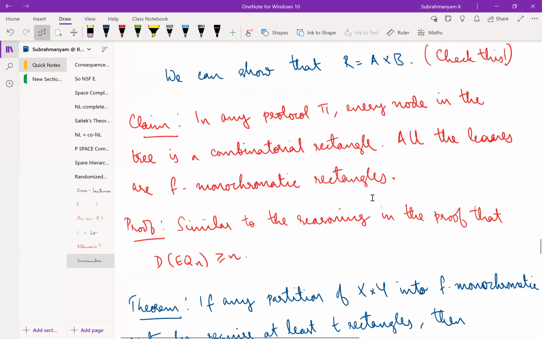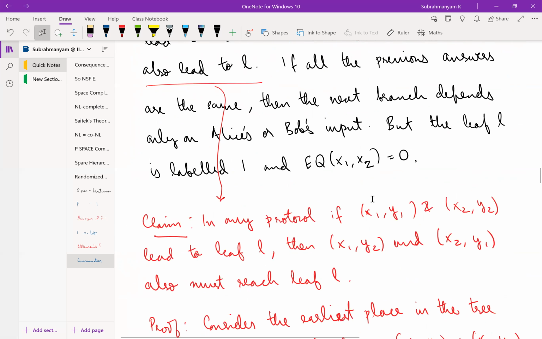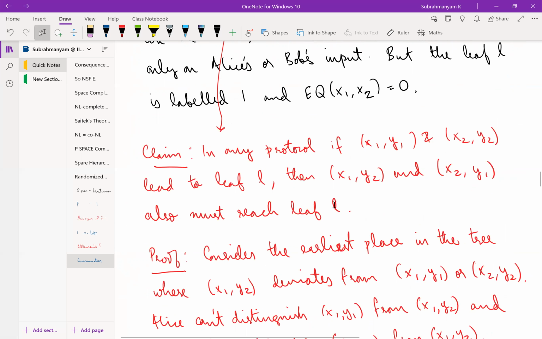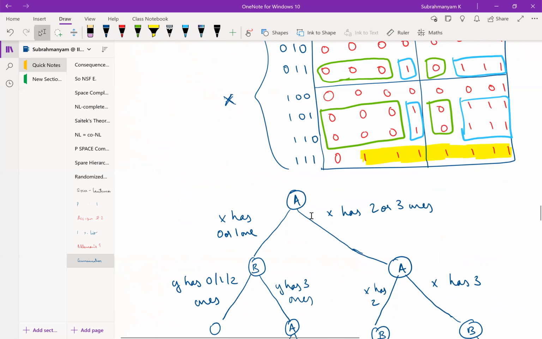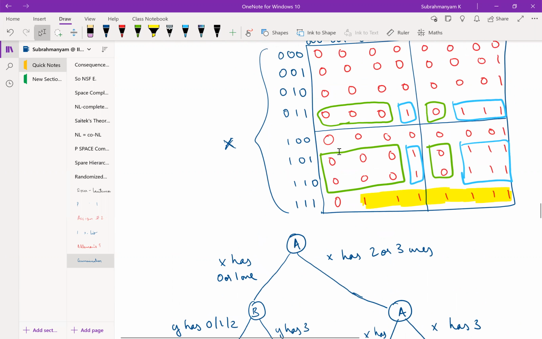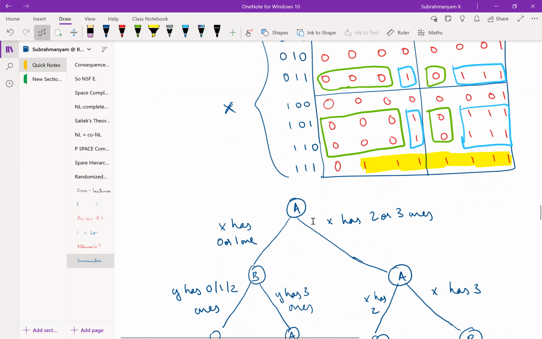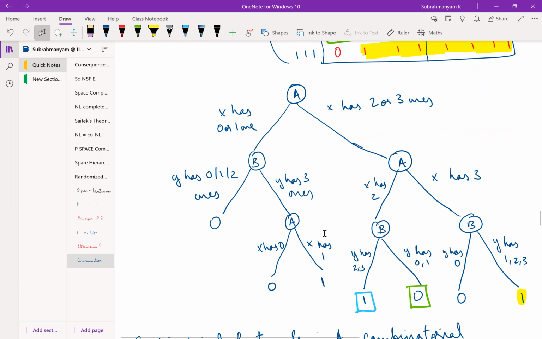I'm not proving this, but it's very similar to the reasoning that we did in the proof of this claim here. The point is that every node is a rectangle. So what is this node? This node is the starting point. The entire matrix is of course a rectangle, X cross Y. And every decision refines the rectangle. Either it splits the rectangle by rows or by columns. So every node is a rectangle. Further, every leaf is a monochromatic rectangle.